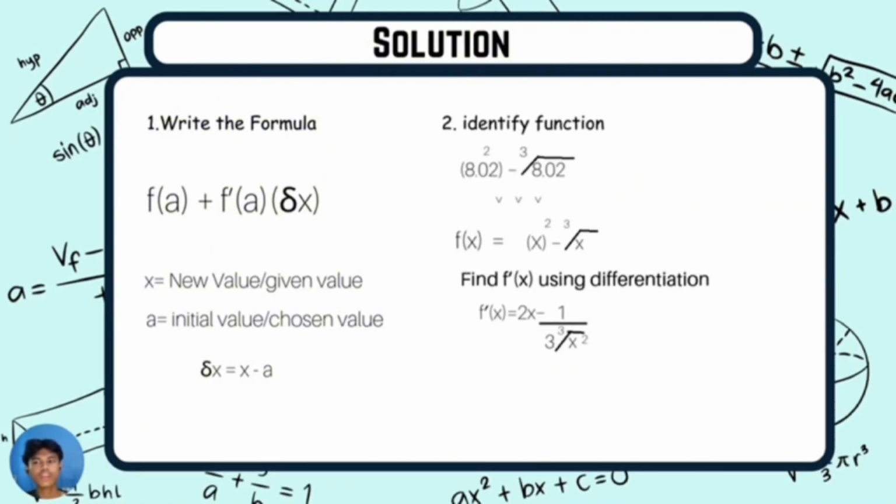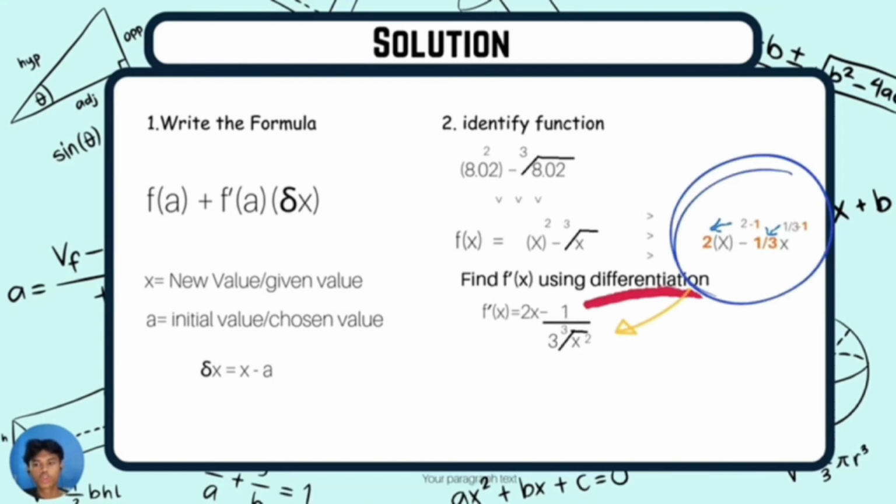The second step, we need to identify the function. Looking at the formula, we need to find f(x) and f prime(x). So how to do this? We have to replace the value in the question with x to get the function f(x). After that, we have to find f prime(x) using differentiation. 2 multiplied by x squared minus 1, 1 over 3 multiplied by x, cube root minus 1, and we get the function of f prime(x).